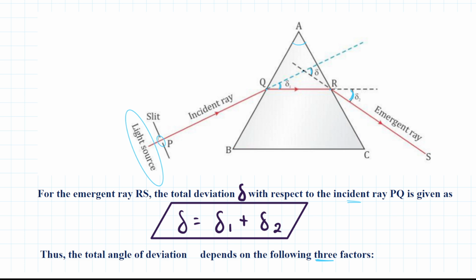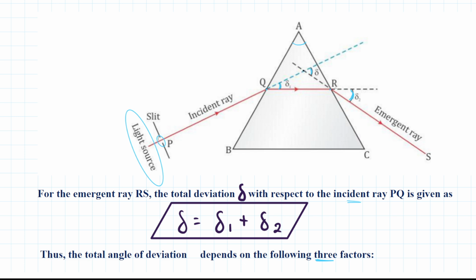Now, the other surface we have is AC. The ray enters the first surface AB of the prism and travels straight as QR inside the prism. Here it is QR inside the prism. The angle of deviation delta 1 depends upon the angle of incidence i and the refractive index of glass with respect to air.